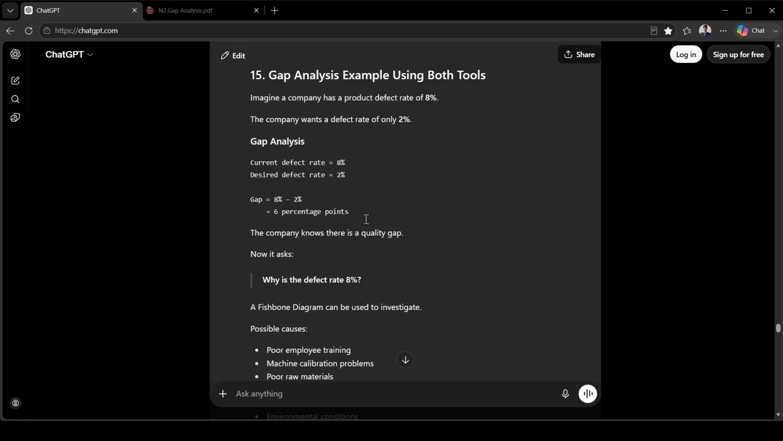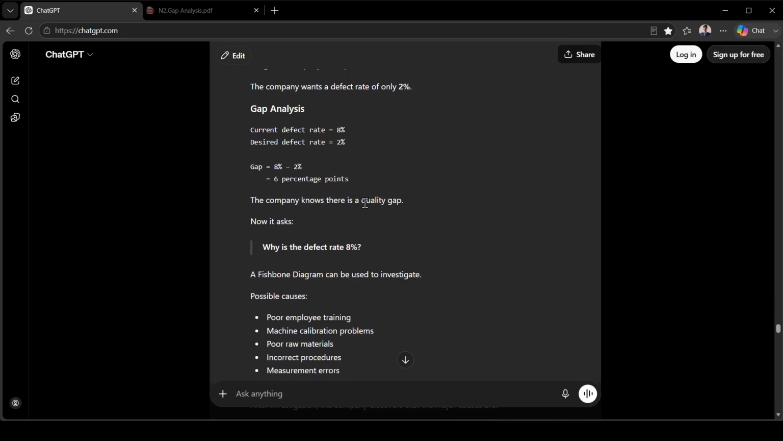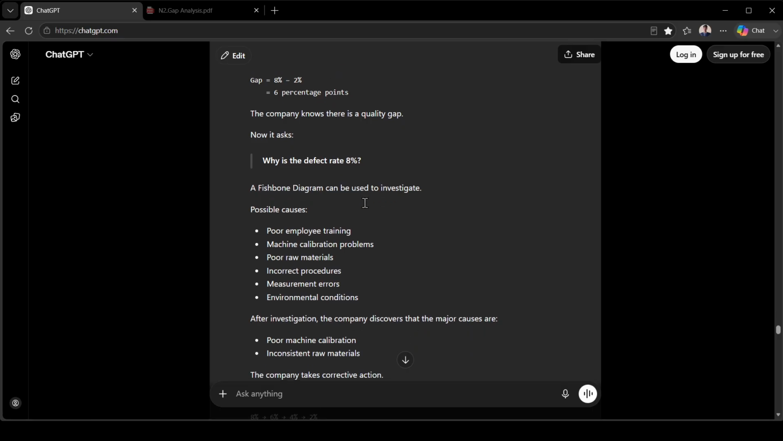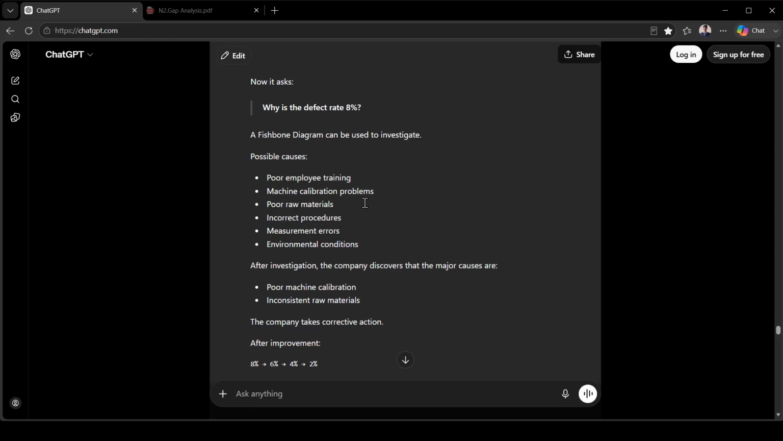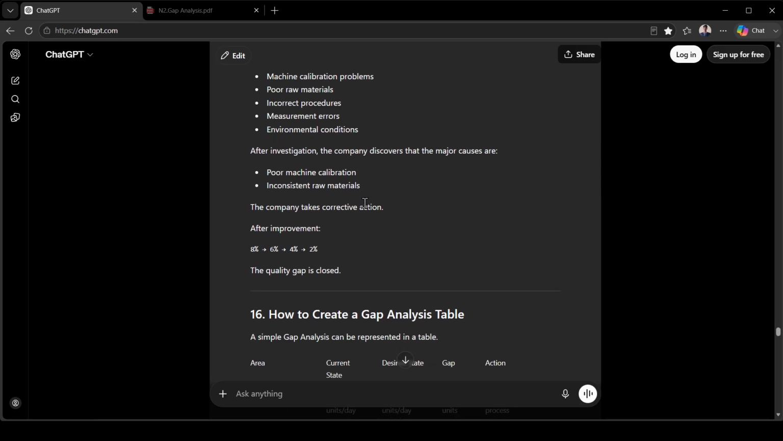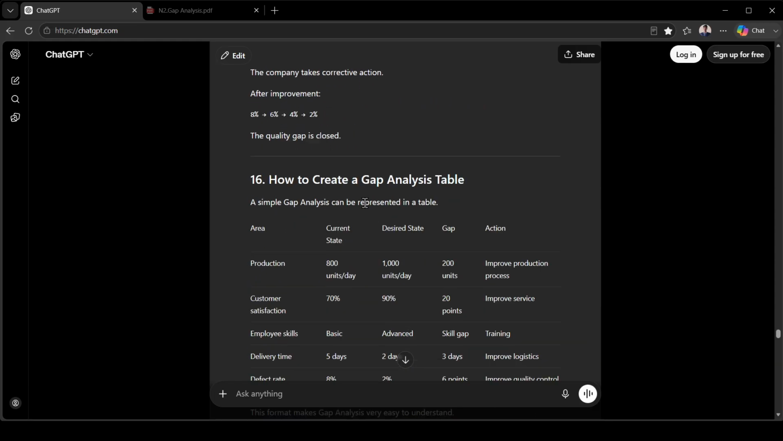The company knows there is a quality gap. Now it asks, why is the defect rate 8%? A fishbone diagram can be used to investigate possible causes: poor employee training, machine calibration problems, poor raw materials, incorrect procedures, measurement error, environment condition. After investigation, the company discovered that the major causes are poor machine calibration and inconsistent raw material. The company takes corrective action. After improvement, 8% to 6%, 6% to 4%, 4% to 2%, the quality gap is closed.